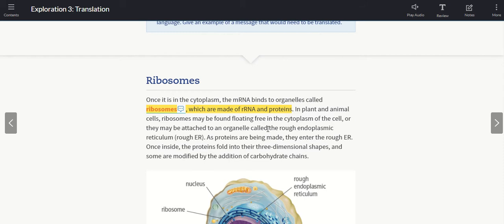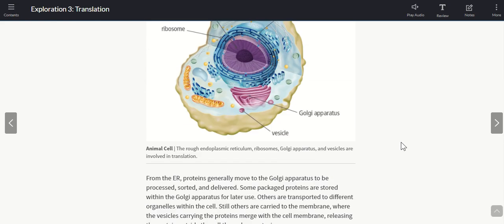Now, ribosomes themselves are another type of RNA. We call it ribosomal RNA. And so when the messenger RNA leaves the nucleus, the ribosomes are able to see it. They recognize that something needs to be built, and they attach themselves to that messenger RNA to begin this translation process.